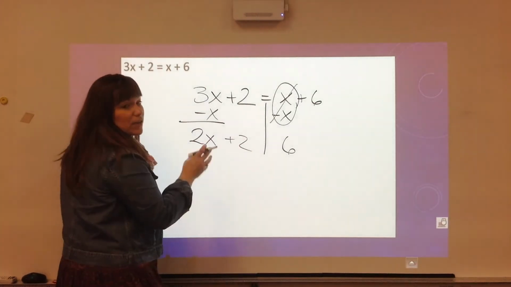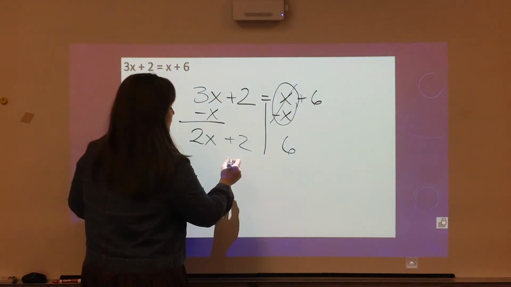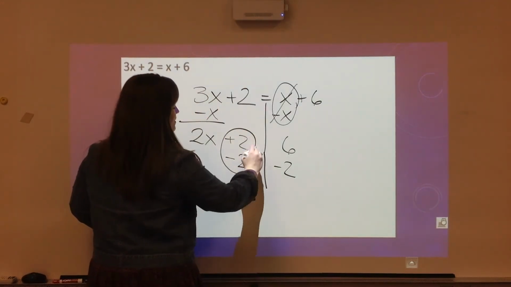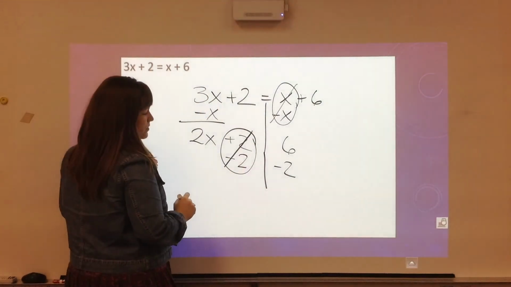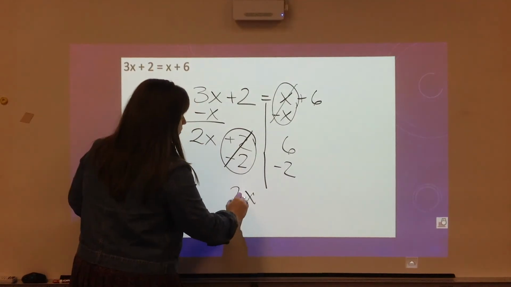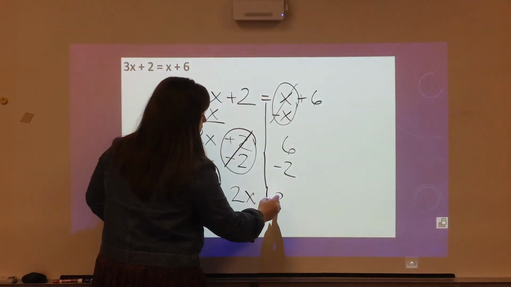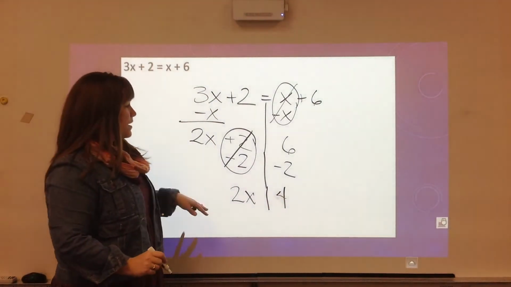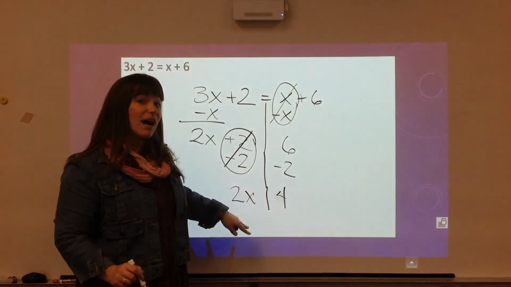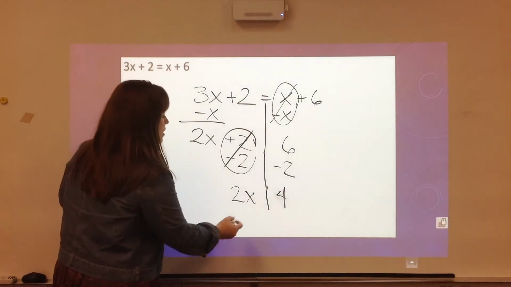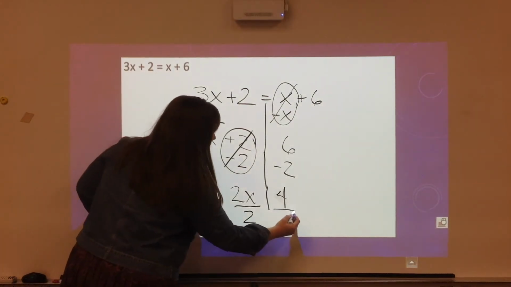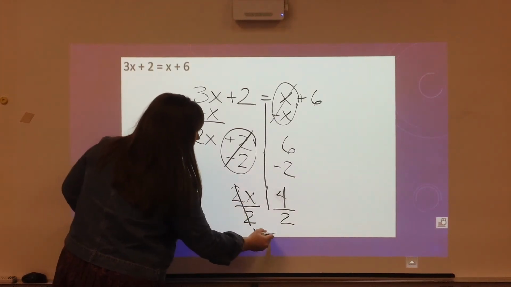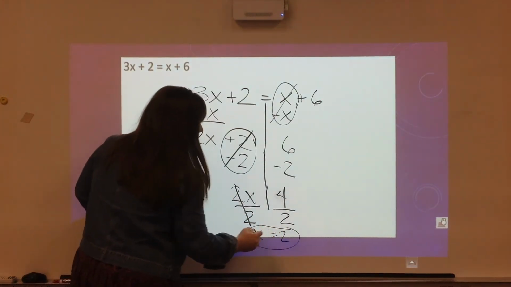I have to get rid next of this plus 2. So I'm going to subtract 2 from both sides. That disappears, it becomes 0, and I'm left with 2x equaling 4. Now I have to divide to get this 2 to become a 1. I'm going to divide by 2, and this becomes a 1. 1 times x is x, and we have x equals 2.